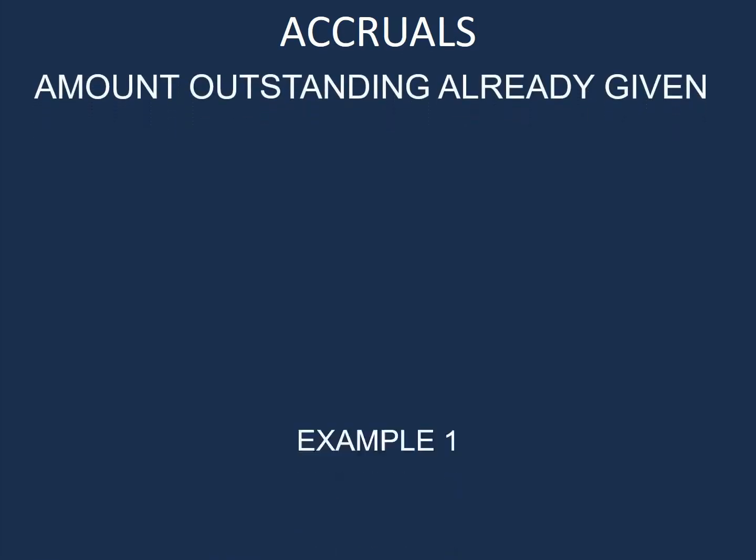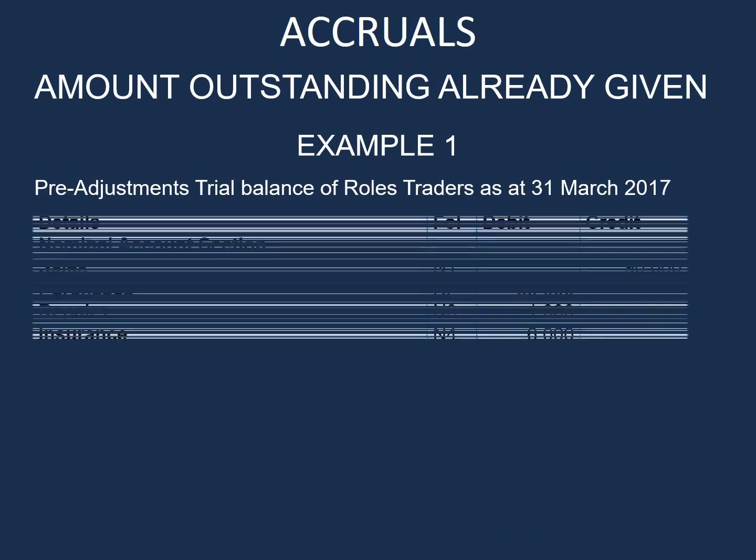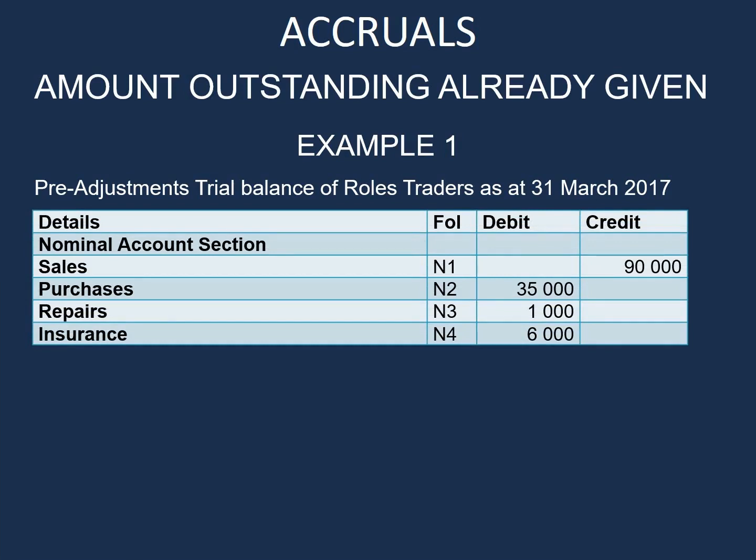Let's have a look at the following example. Pre-adjustment trial balance of Rolls Traders as at 31 March 2017 is as follows. Now what's required is the adjustments, and for this adjustment we have repairs still owing $200.